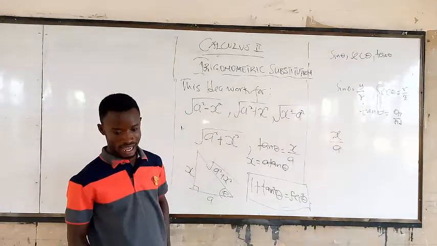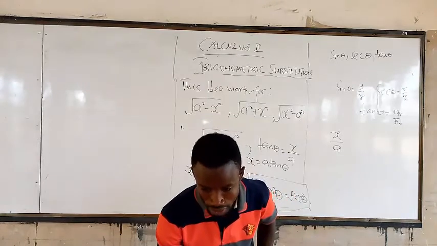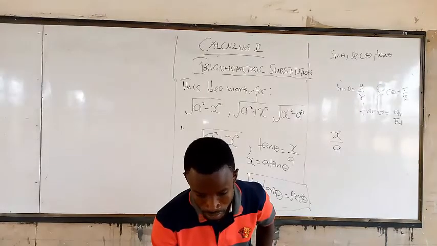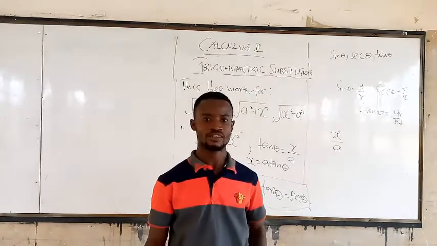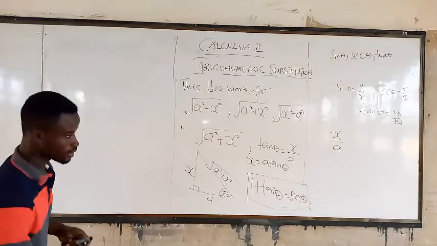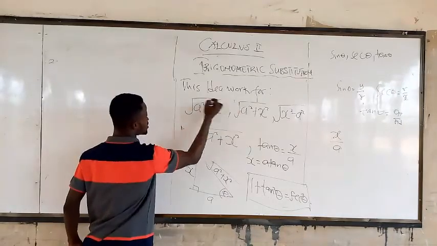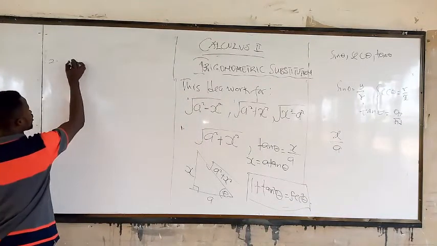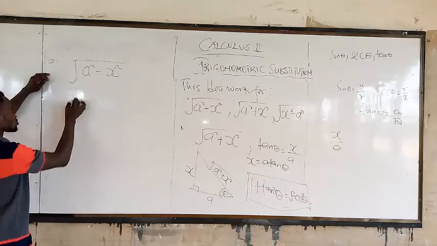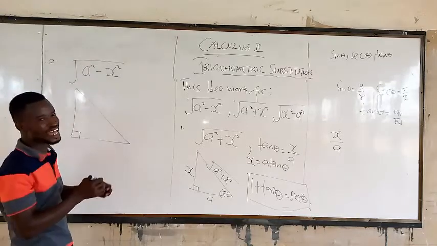Alright, so that is that for that part. Let's look at another one, the second one, which is the square root of a constant squared minus s squared. Having your right angle triangle, is this going to be a side or the hypotenuse?